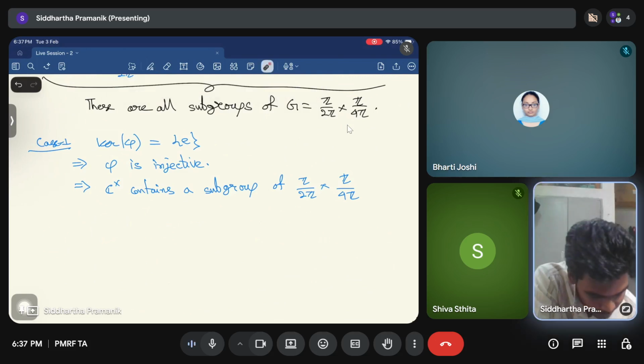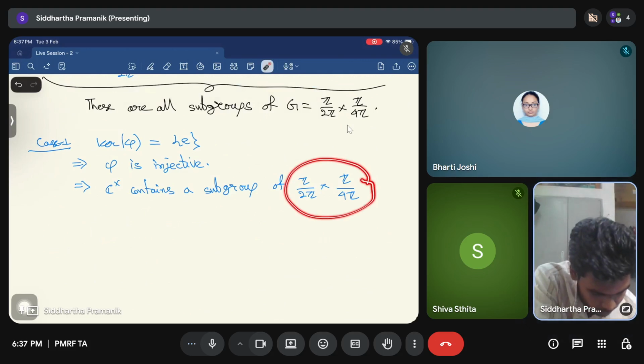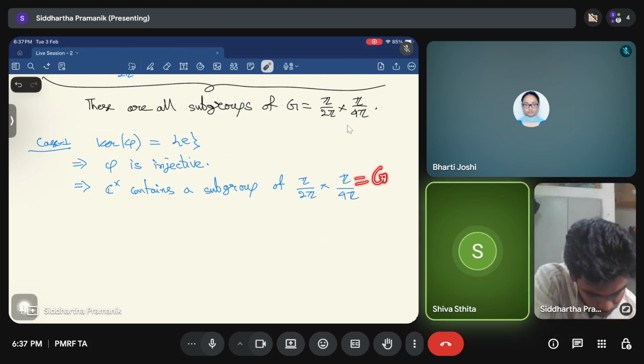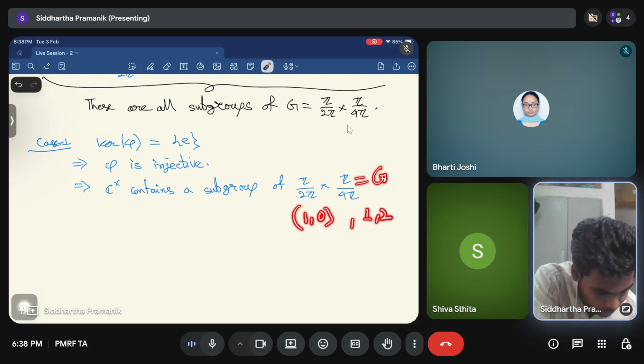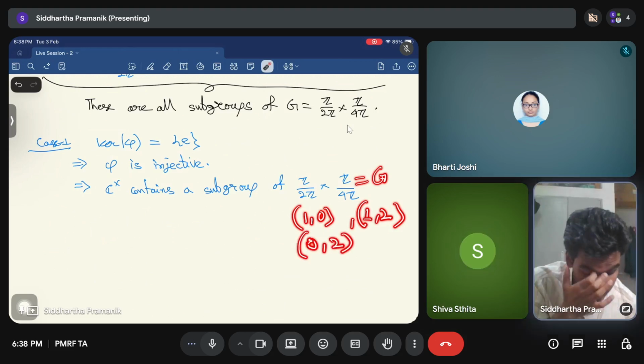Now see, this group, how many elements of order 2 are there? In this group G, there are three elements of order 2: 1 comma 0, 1 comma 2, and 0 comma 2. 1 comma 0 has order 2, right? Yes. So these three elements are of order 2.